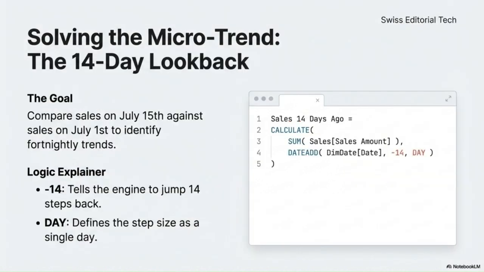Let's solve the first business problem. We'll compare the sales today with 14 days ago. Here's the DAX. We'll see a practical example of this as well. We have Sales 14 Days Ago, then CALCULATE sum of the sales amount and DATEADD on the date, and we're just saying minus 14, day. So minus 14 tells Power BI to move backward. Day defines the unit. This helps analyze short-term trends like fortnightly performance.